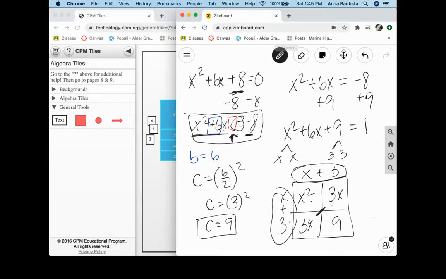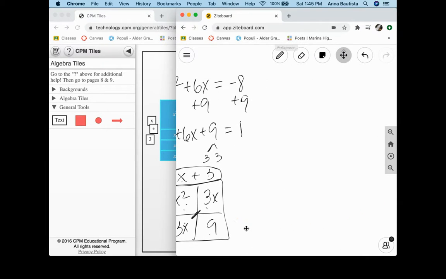So now from this point on, we're going to solve for our x values. Since we know that our factored form is x plus 3 times x plus 3, another way to write that is x plus 3 squared, which will equal 1 because we know that our equation equals 1. In order to get rid of this exponent, we need to take the square root, because the inverse of squared is square root. So we're going to square root both sides.